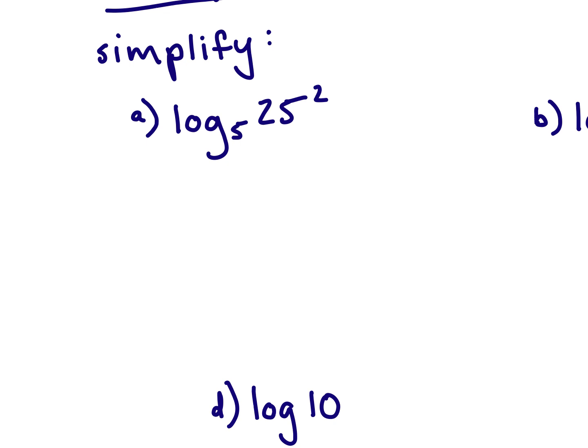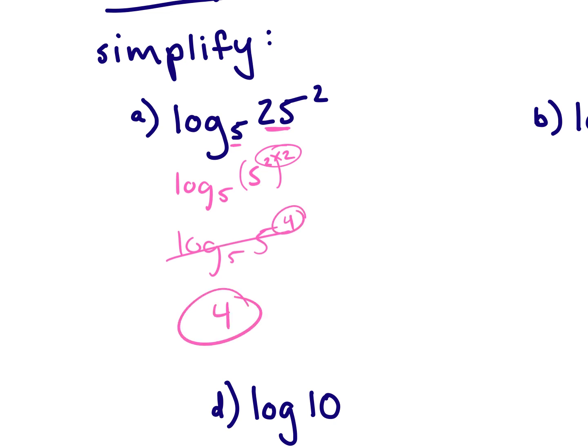All right, let's look at A. So we want to simplify. We want the base of our log and what we're taking the log of to have the same base. So how can I make 25 have a base of 5? It'd become 5 squared. So we have log base 5 of 5 squared. What do I do with the exponents now? Multiply them. So log base 5 of 5 to the 4th power. Log base 5 of 5 cancels, so we're just left with 4. So if you see something that could potentially have the same base, simplify it.